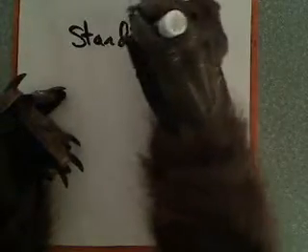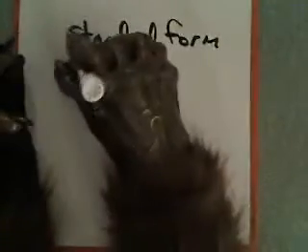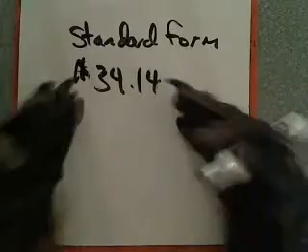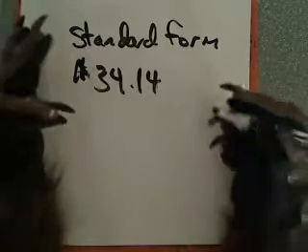What's called standard form. Standard form is just what you see all the time when you go to the store. 34.14. You know that if you're going to buy a new Wii game or a new electronics game, $34.14. That's your standard form, what you see all the time.